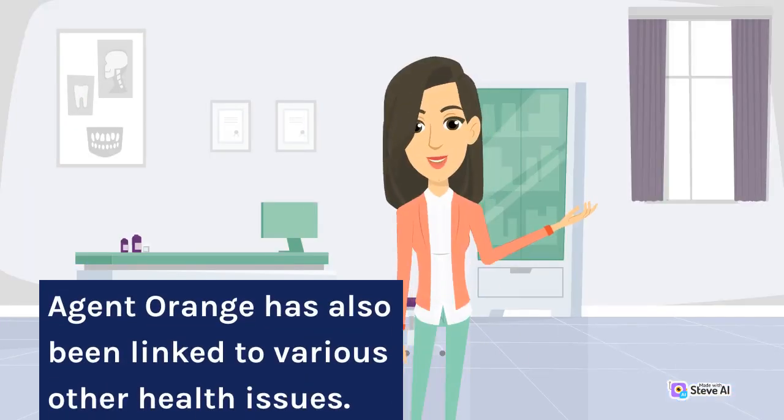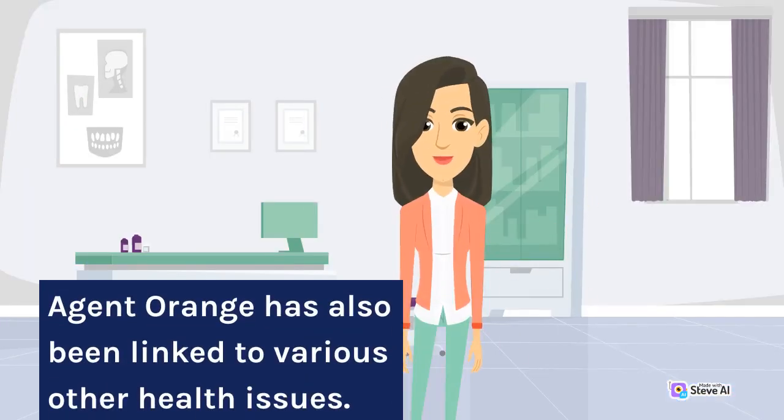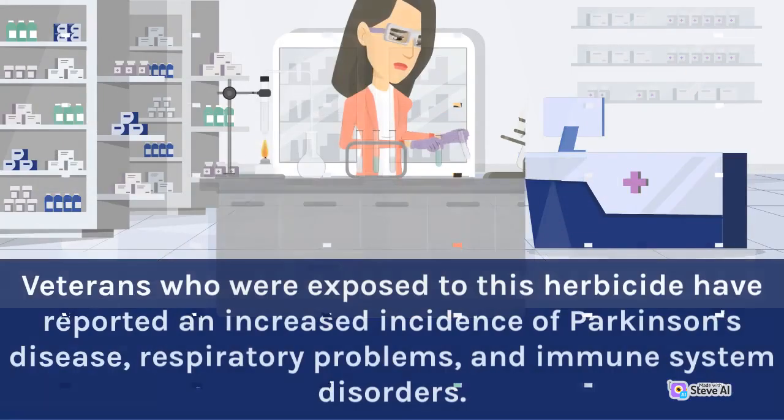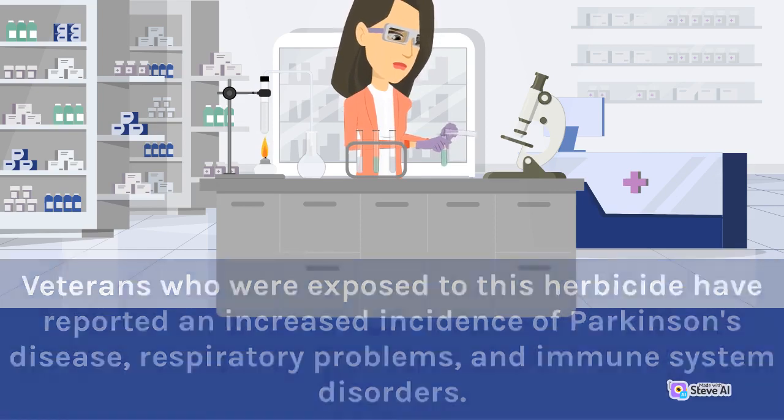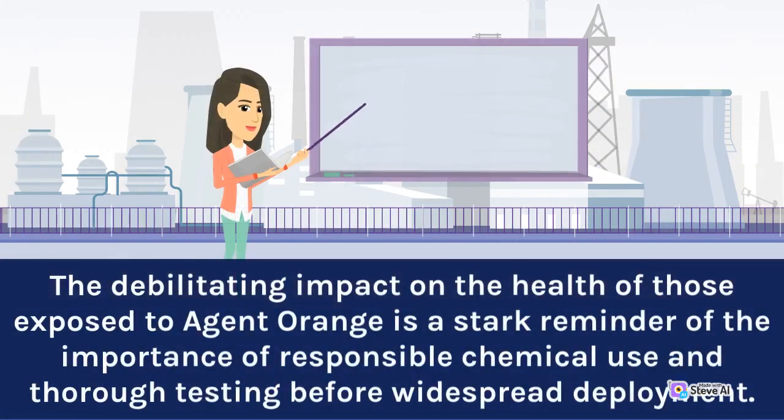Agent Orange has also been linked to various other health issues. Veterans who were exposed to this herbicide have reported an increased incidence of Parkinson's disease, respiratory problems, and immune system disorders. The debilitating impact on the health of those exposed to Agent Orange is a stark reminder of the importance of responsible chemical use and thorough testing before widespread deployment.